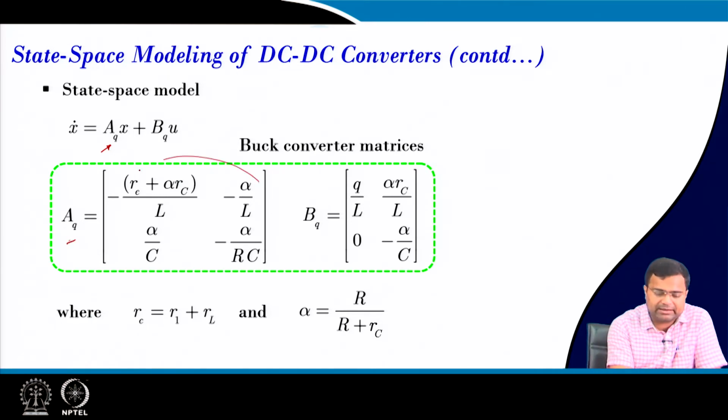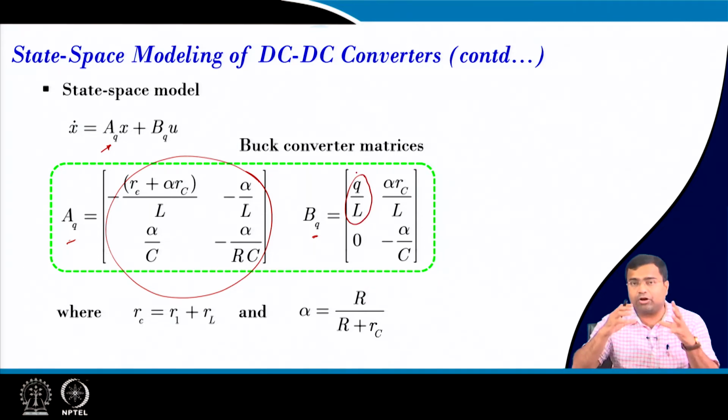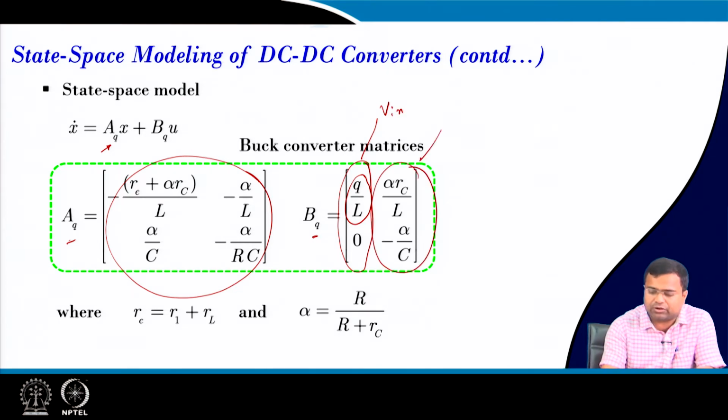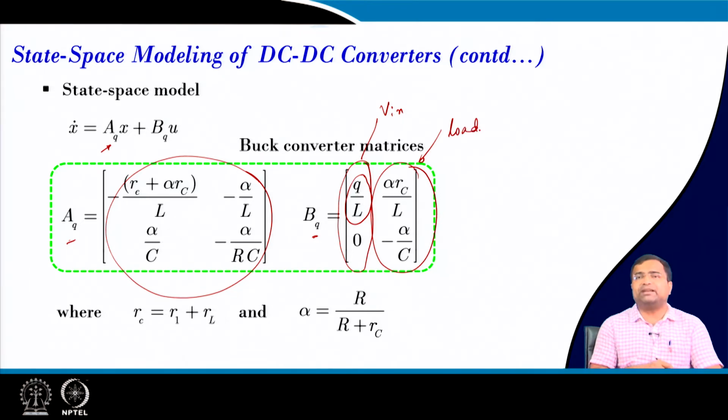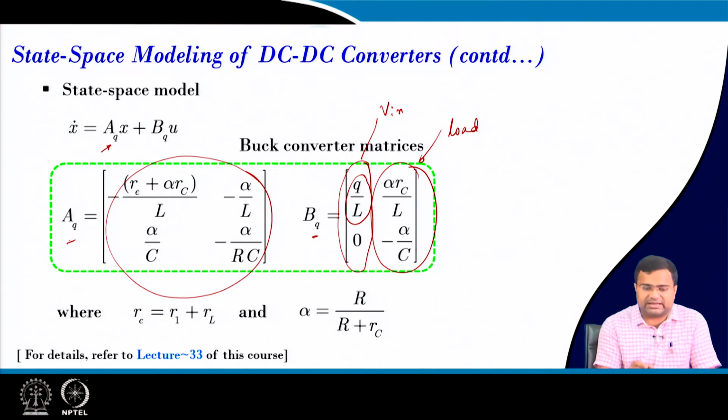You can see the A matrix is independent of Q, but BQ is a function of Q. That means when the switch is on, it is 1 by L, when the switch is off, it is 0, and this particular term is associated with the input voltage, and this particular term is associated with the load current. For the load current term there is no Q dependency, but for the input voltage there is a Q dependency, whether the input voltage is connected or disconnected. We have discussed this derivation in detail in this lecture course in lecture number 33.